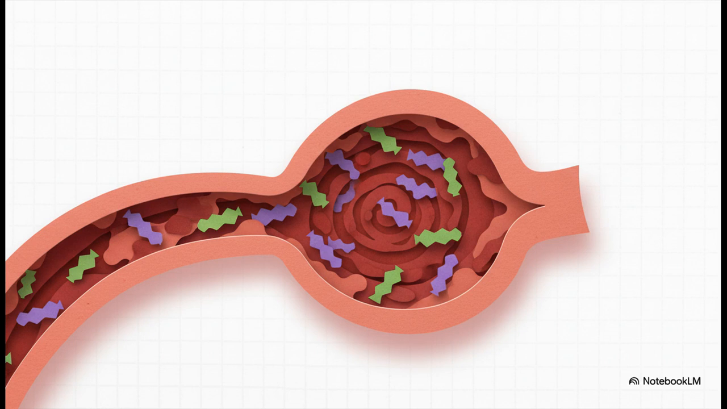Now the third way is, well, it's kind of sneaky. Imagine someone already has a regular, non-infected aneurysm. It's there, but it's stable. Then bacteria get into their bloodstream for some other reason. That existing aneurysm is like a perfect, pre-made home for those bacteria to latch onto, and all of a sudden, a long-term, manageable problem becomes a life-threatening emergency.